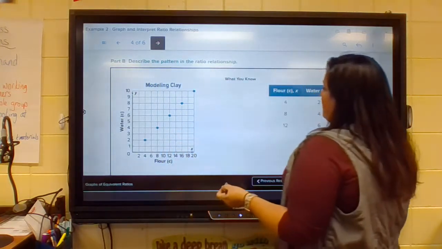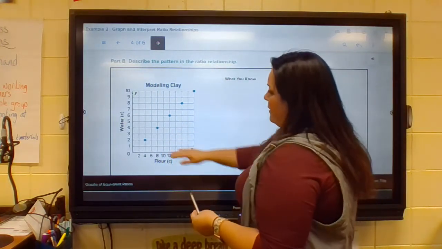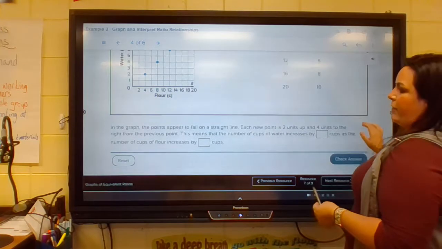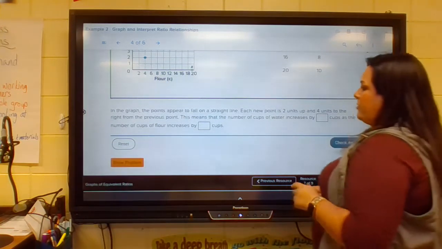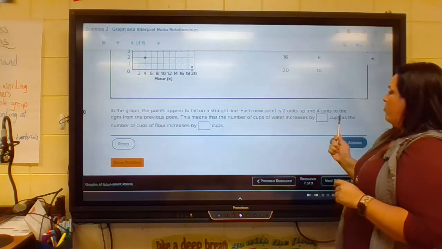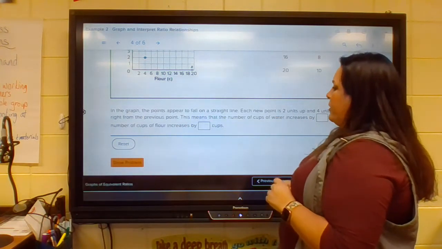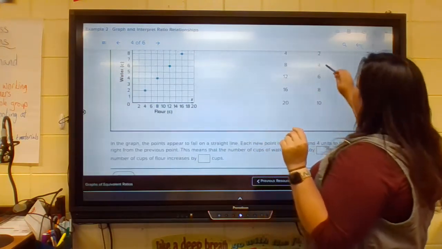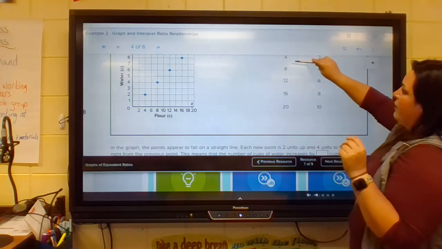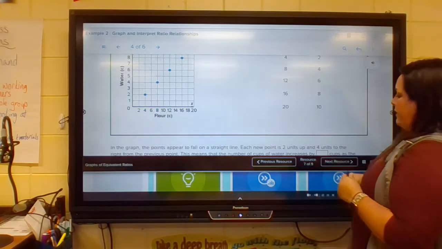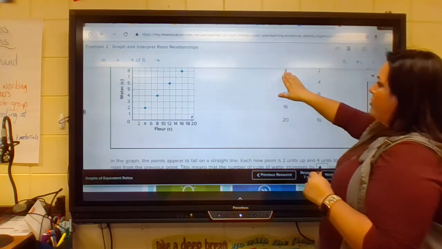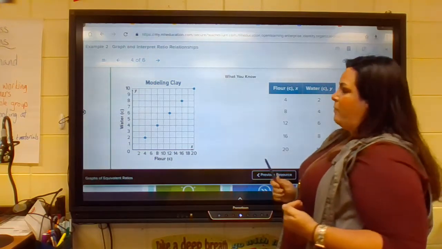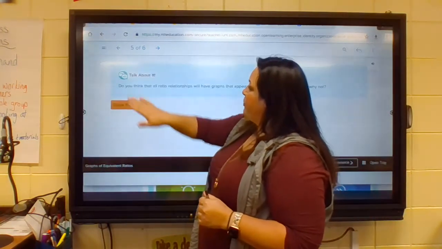Now, we can describe the pattern, okay? Here's what we know. We can see this linear relationship. We can see that it matches up with our graph here. So it says in the graph, the points appear to fall on a straight line. Each new point is 2 units up and 4 units to the right from the previous point. This means that the number of cups of water increases by, well, what do we increase by? Cups of water we increased by 2, and the flour we increased by 4 every single time. Which makes sense because one batch is 4 cups of flour to 2 cups of water. So it should increase that much each time we move through.